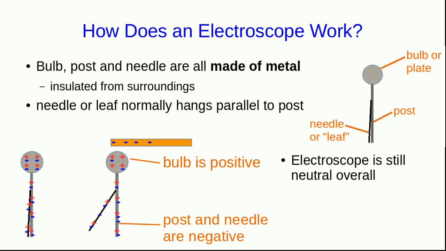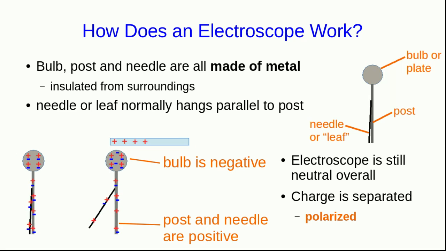Notice that the electroscope is still neutral overall. We haven't added any charge to it, we've just moved charge around on it. We've separated the charge. We call this polarization. We say that the electroscope is now polarized. Incidentally, we can do the same thing with a positive charge, and the opposite will happen. It will pull electrons up from low on the electroscope into the bulb. So now the bulb will be negative, and the post and needle will be positive, and again they'll repel each other.